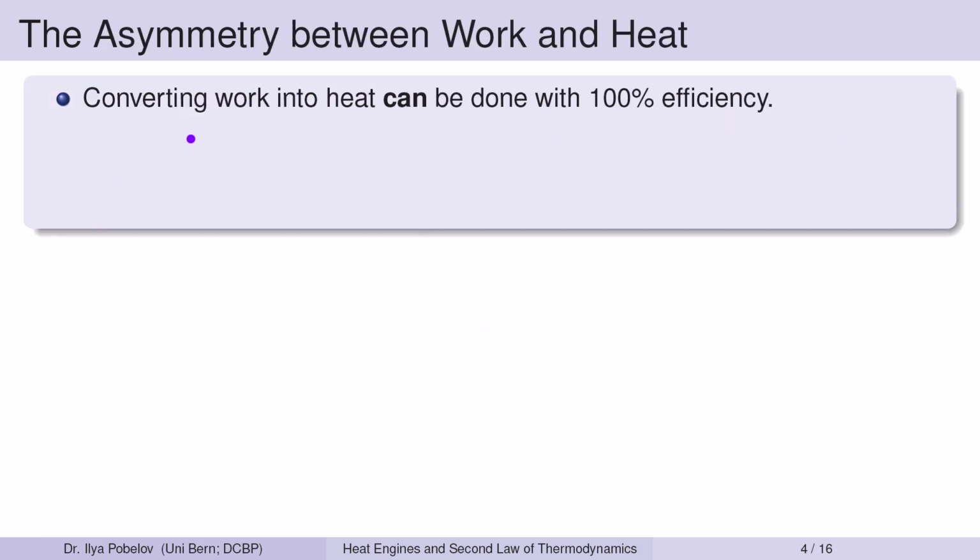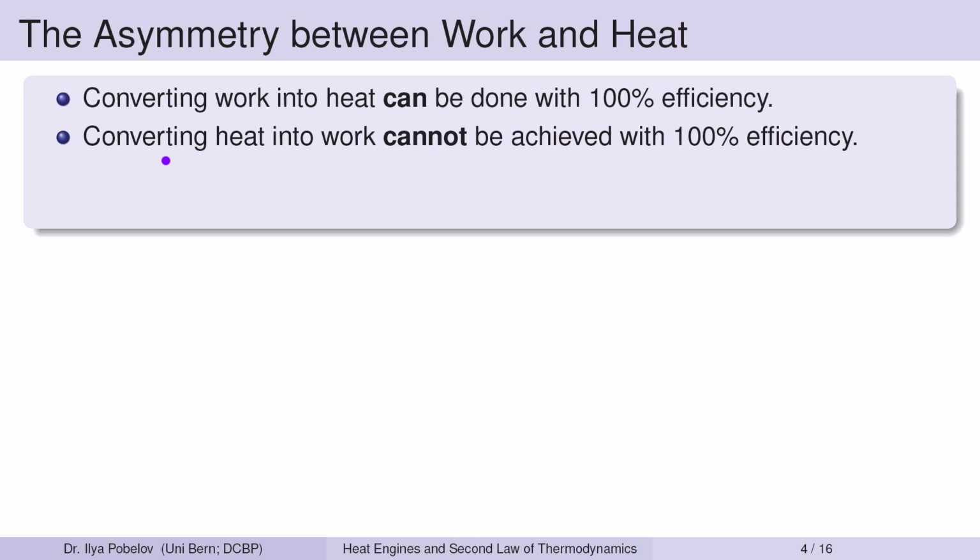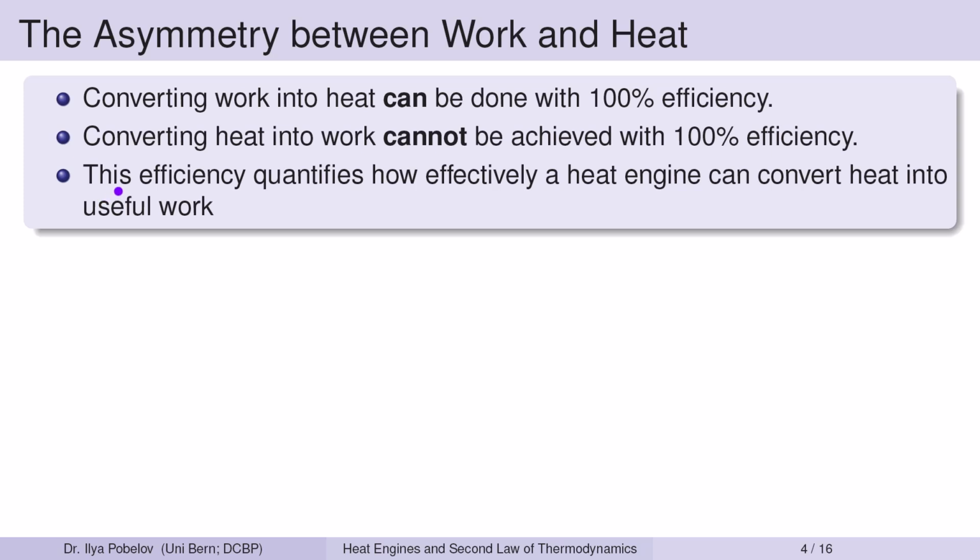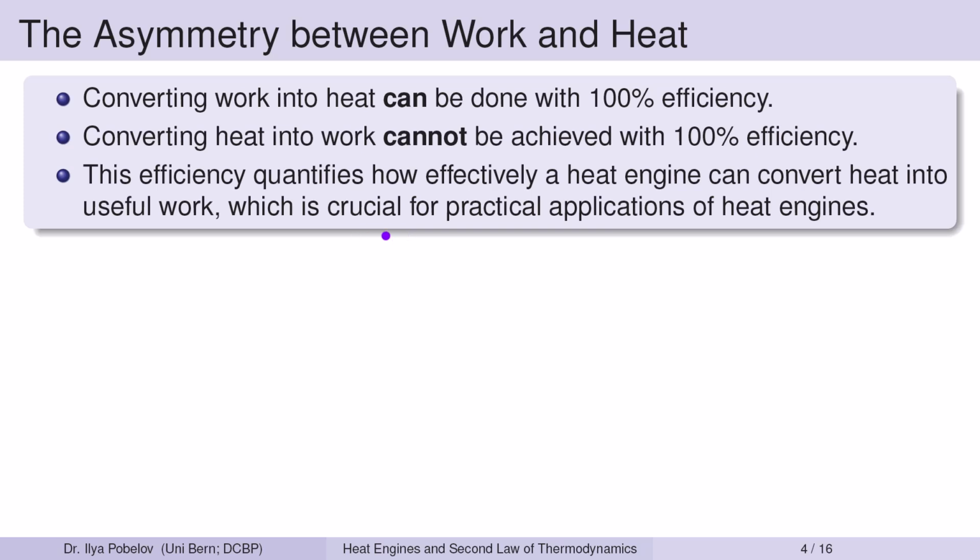Experience shows that converting work into heat can be done with 100% efficiency. All the work done on a system can be entirely converted to heat, resulting in an increase in temperature. However, the reverse process of converting heat into work cannot be achieved with 100% efficiency. This efficiency quantifies how effectively a heat engine can convert heat into useful work, which is crucial for practical applications of heat engines.